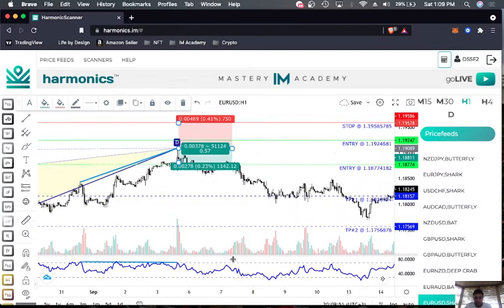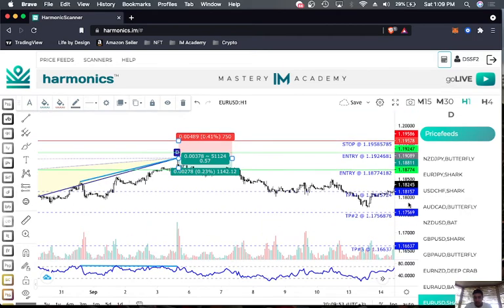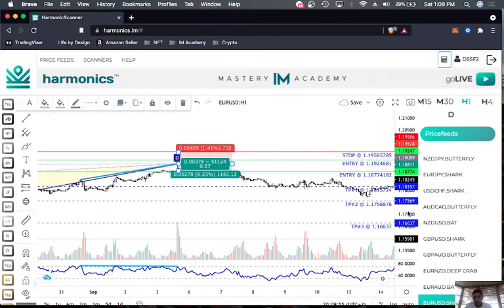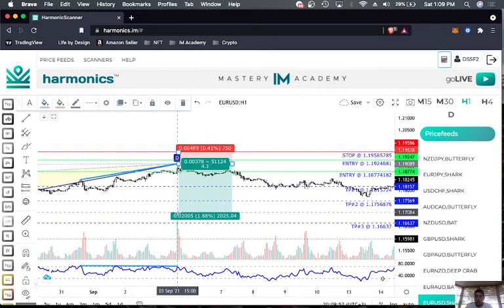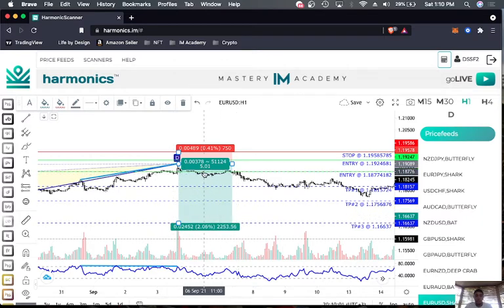Let me bring this down a little bit. I'm going to bring it all the way down to TP3. Now, why TP3 and why not 1 and 2? Well, it's very simple, in all honesty. Boom, right? So let's look at this. A 5-to-1 risk reward, right?